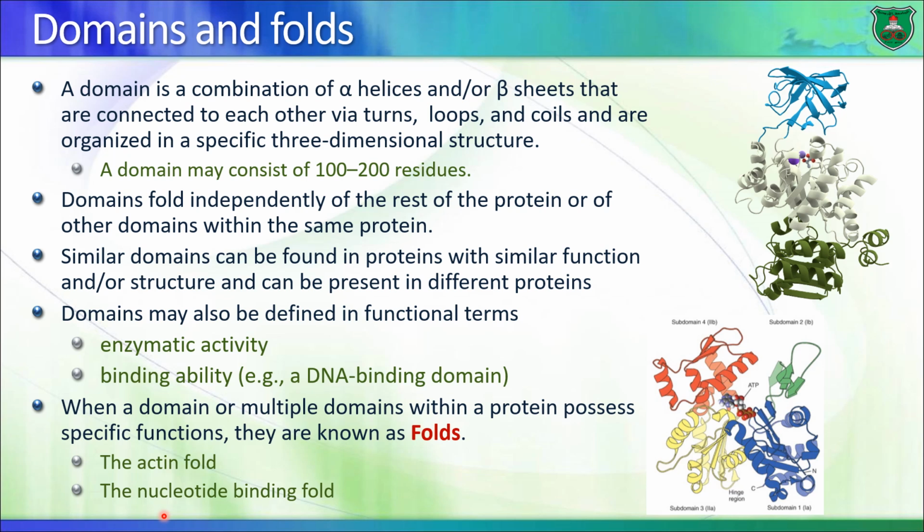So you can have different domains combined with each other, forming a nucleotide binding fold, like this one right here. Now the thing is, you can have this being present in different proteins, but these different proteins have different functions, but all of them can bind to a nucleotide like ATP, for example, because they have this domain, but they utilize ATP for different purposes.